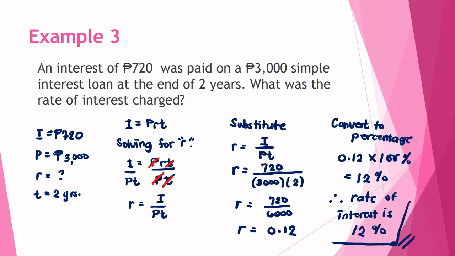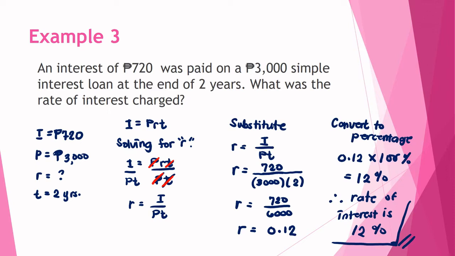So ato naman ang na-determine dire kung pila na si I, si P ug si T. So ato na din siyang i-substitute. So si I is 720, si principal is 3,000, and atong time is 2 years. So isolve nato 720 divided by 3,000 times 2, so that would be 6,000. So the rate is 0.12. So ato siyang i-convert into percentage. So ato ra siyang i-multiply by 100. So 0.12 times 100, that is 12%.